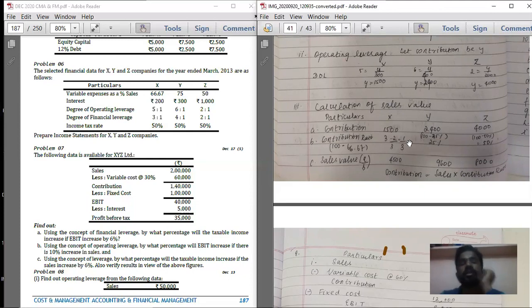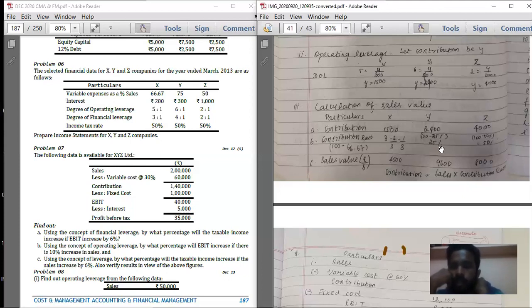And for next, variable cost ratio for Y is 75%. Then what is contribution ratio? 25%. 1 minus 75% is 25. 100 minus 75 is 25. So in respect of Y, contribution ratio is 25%. And for Z, variable expense ratio is 50%. So 1 minus 50%, that is 100 minus 50%, which is equal to 50%. So contribution ratio is 1 by 3, 25% and 50%.